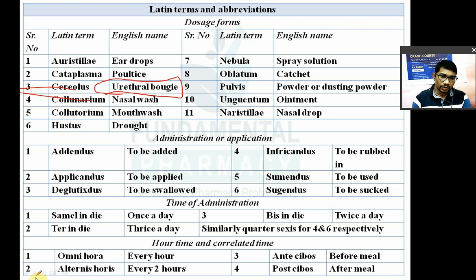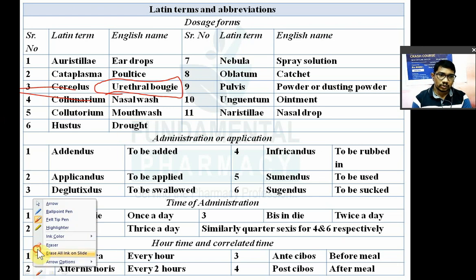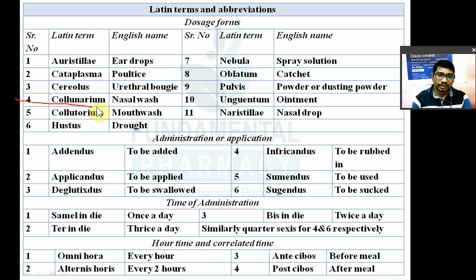Colunarium मतलब क्या? Colunarium मतलब nasal wash. Colunarium means nasal wash. Next one is colutorium. Colutorium means mouthwash. Colunarium यहाँ पे आप कह सकते हो नारी, N for nasal, and colutorium, nasal एक हुआ तो माउथ आएगा, ऐसा भी आता है.